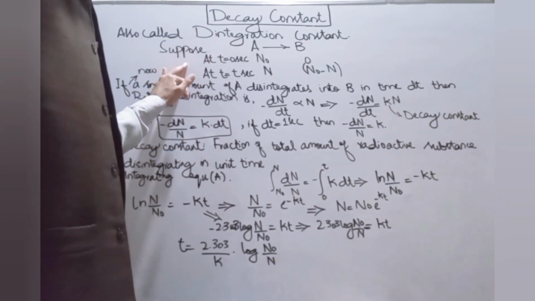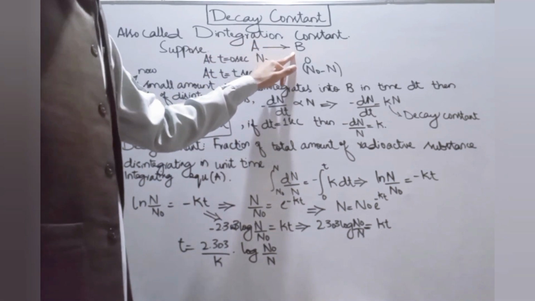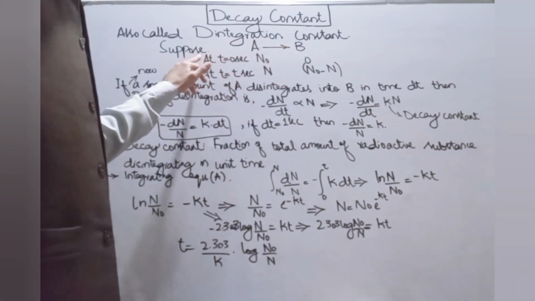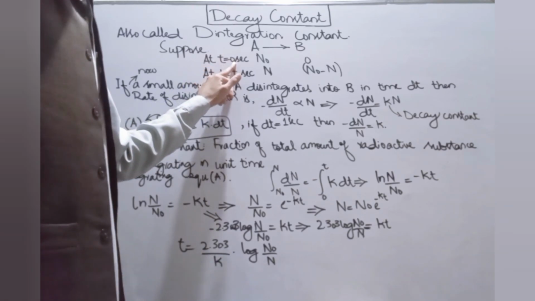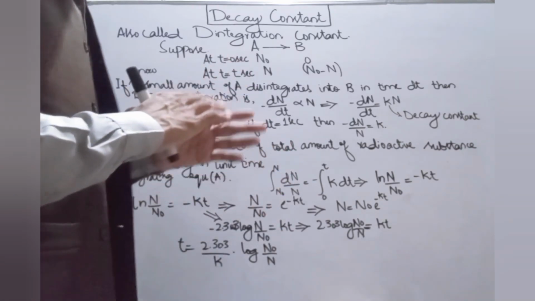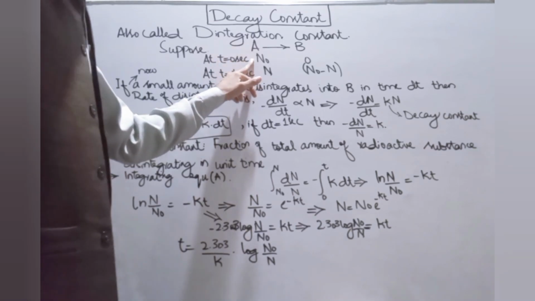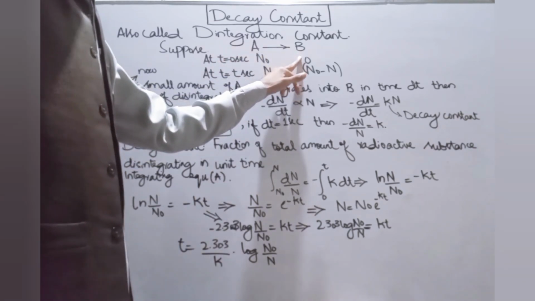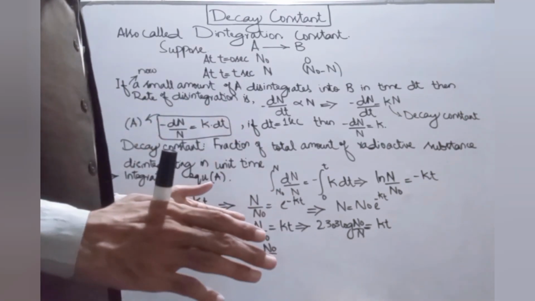So, let's suppose we have a substance A that is converting into the substance B, and at the start of the process, when time is equal to 0 second, it means that the process has not been started. The number of atoms of the substance A is n naught, and the number of atoms of the substance B is 0. It shows that there has happened no disintegration.